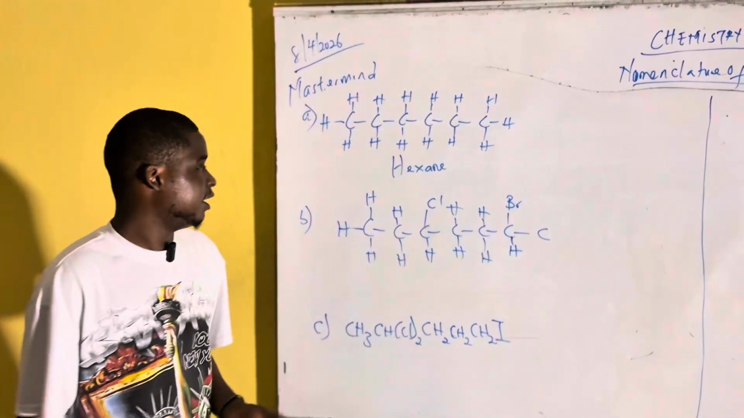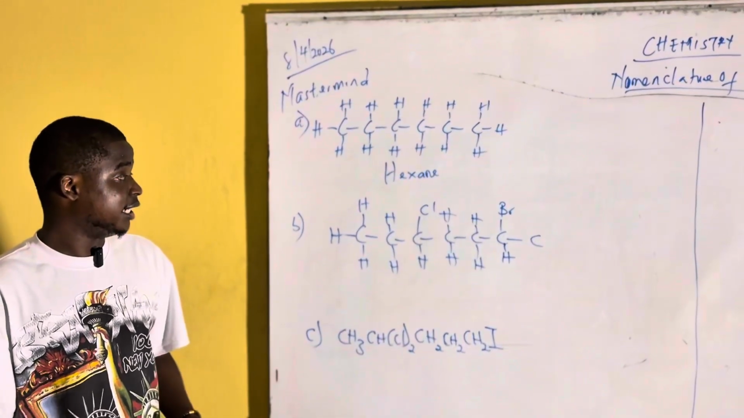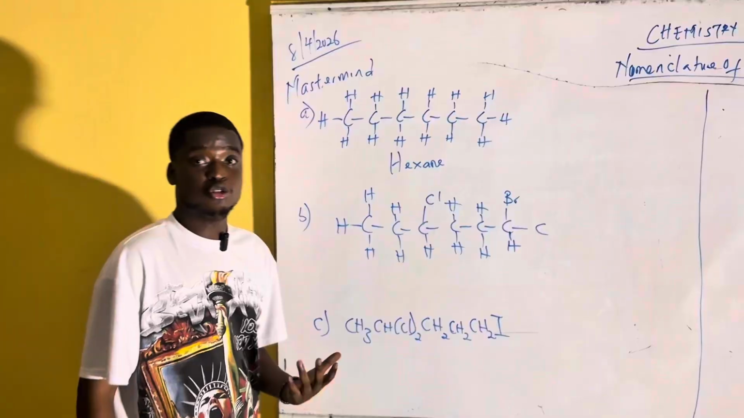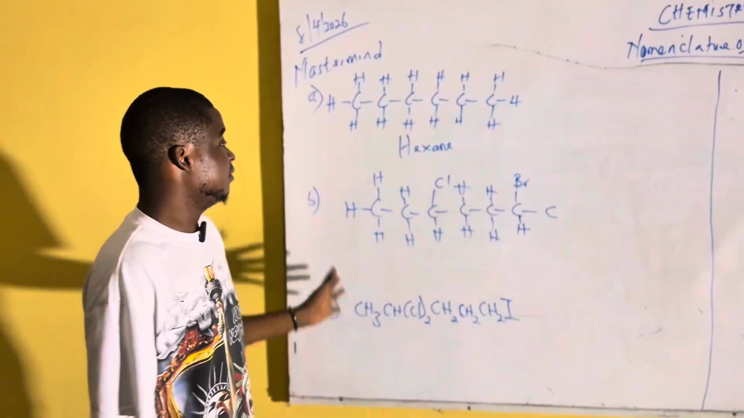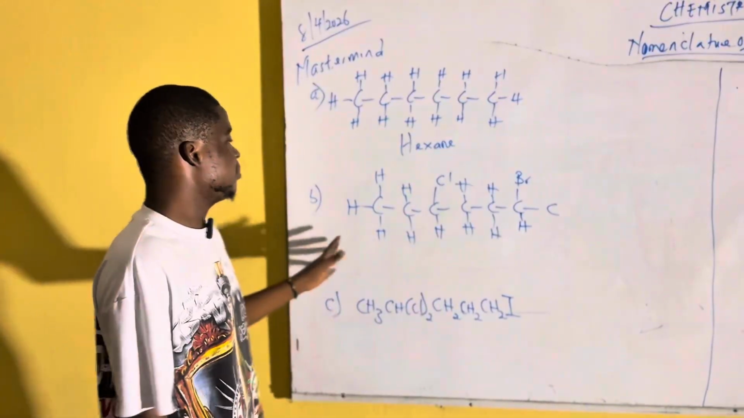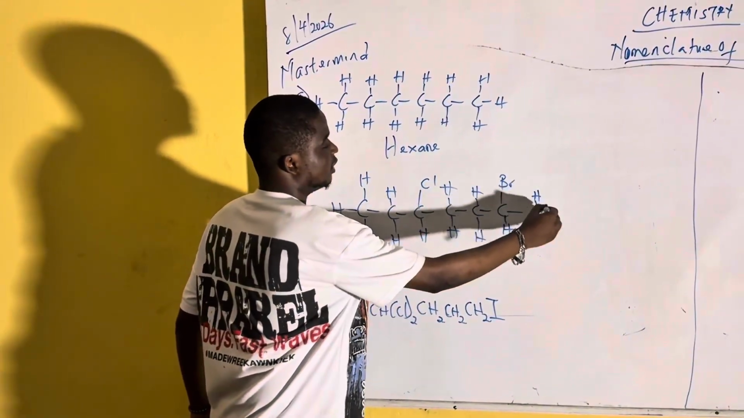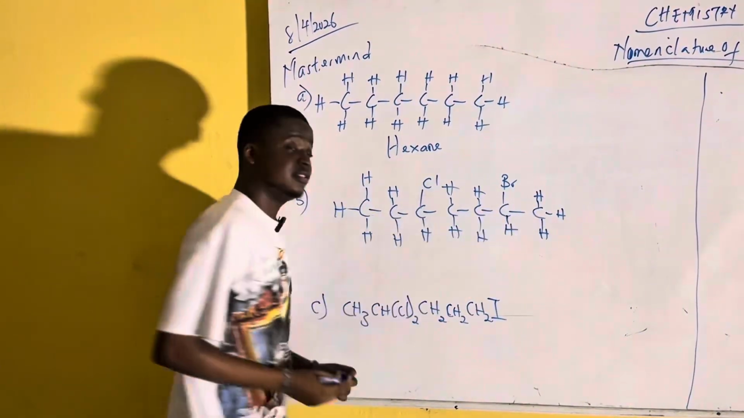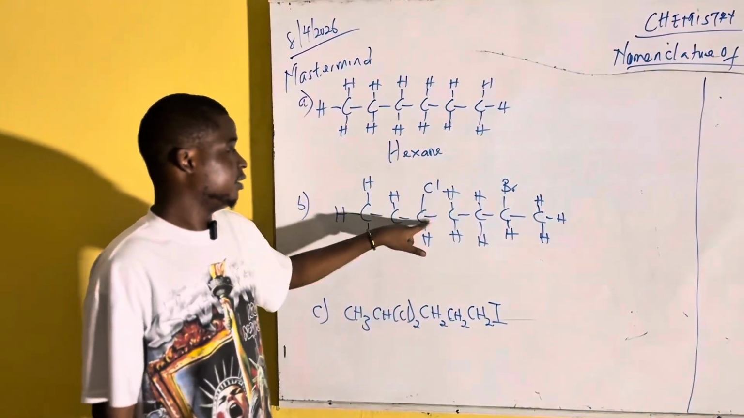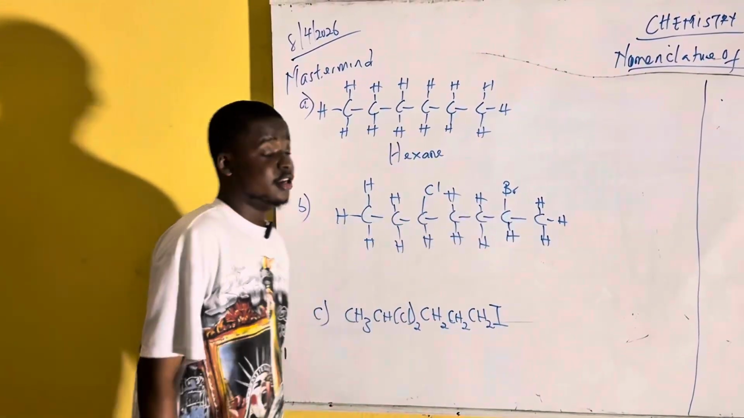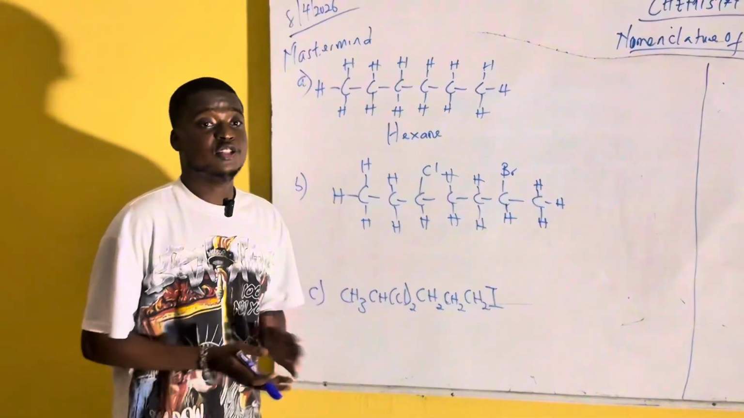Now, for structure B, we also have a Fisher structure, and as usual, the first thing we do is locate the longest continuous carbon chain, either from left to right or right to left. Let's pick from left to right. Let me complete this: this should be hydrogen, hydrogen, and hydrogen. Now from left to right, we have 1, 2, 3, 4, 5, 6, 7. So we have 7 carbons in the longest continuous chain.